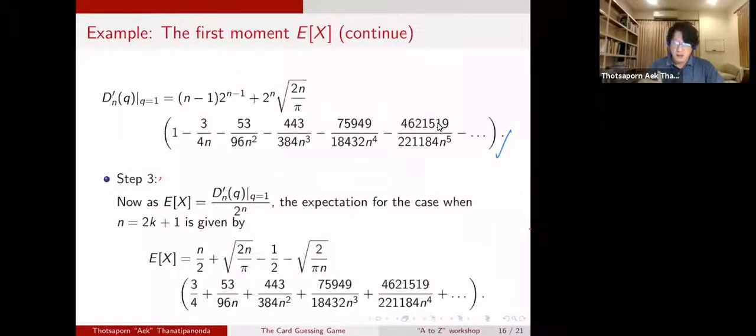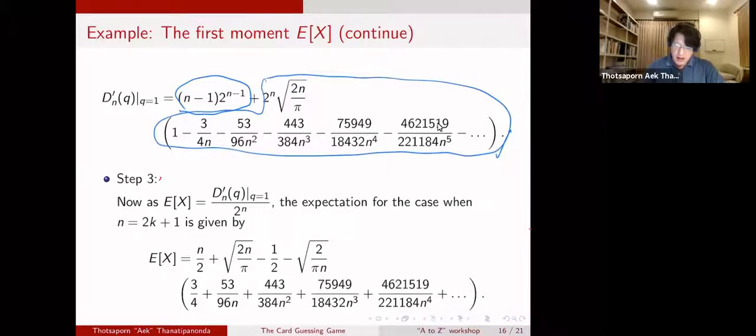You can specify how many terms of accuracy you need. This is what you get from the first term, and this is what you get from the second term. To get the expected number, you just divide it by 2 to the N. So you get something like this at the end.